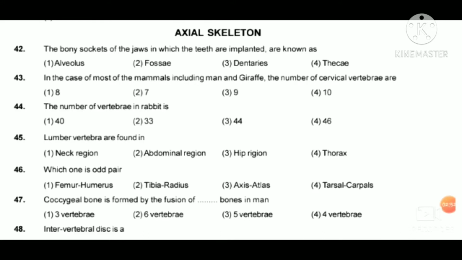Next is question number 47. Coccygeal bone is formed by the fusion of dash bones in mammals. Number 1, 3 vertebrae, number 2, 6 vertebrae, number 3, 5 vertebrae, and number 4, 4 vertebrae. Coccygeal bone is also known as coccyx and tailbone. It is the smallest triangular shaped bone located at the bottom of the spine, which is composed of 3 to 5 coccygeal vertebrae, and the coccygeal bone is formed by the fusion of 4 vertebrae in case of mammals. So the answer is option number 4.